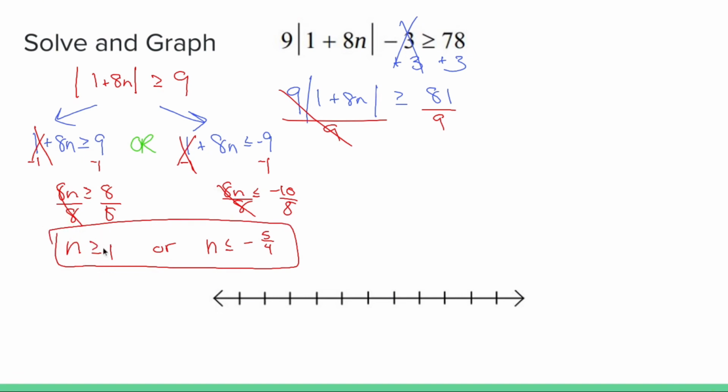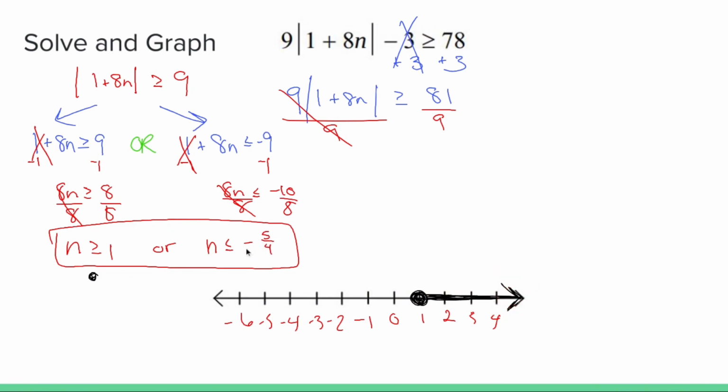So whenever I have an or statement, I graph both lines on the same number line. And this one's going to be pleasant. I care about stuff greater than 1, or less than negative 5 over 4. So I'll put a 1 here, 2, 3, 4, 0, negative 1, negative 2, negative 3, negative 4, negative 5. Like and subscribe, negative 6. Subliminal message. If I want to graph n is greater than or equal to 1, I fill in the 1 because it's or equal to, and I move to the right.